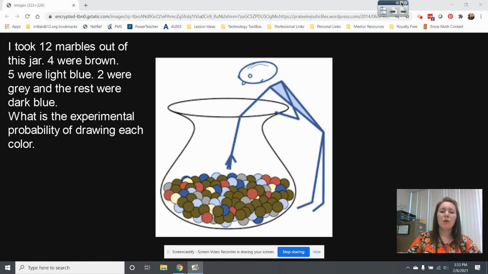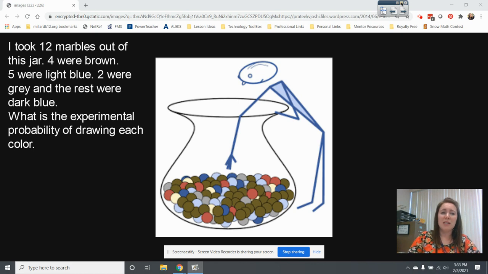Okay, so theoretical would be looking at this jar and saying, I expect or I predict that I'm going to draw a lot of brown marbles out of this jar because I see a lot of brown ones. That's just my theory. That's my expectation. But in reality, it certainly could possibly happen that I draw no brown ones. So we're going to go ahead and take a look at this problem, and I'll show you experimental probability.